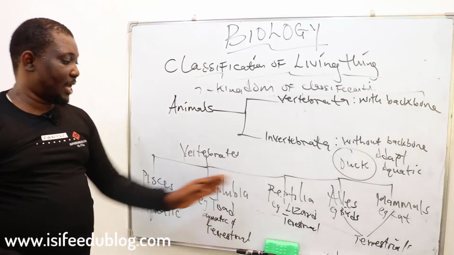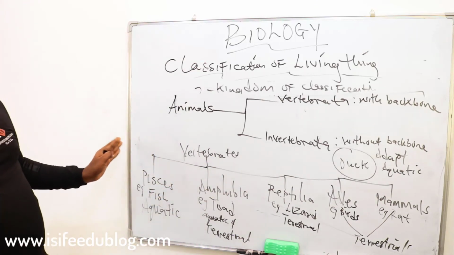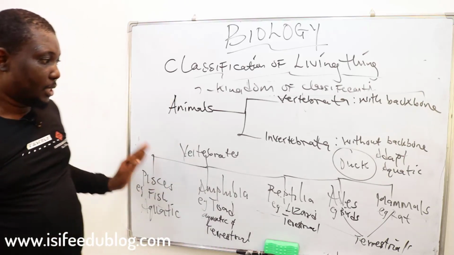So these are the 5 classes of vertebrates. All are animals with what? Backbone.